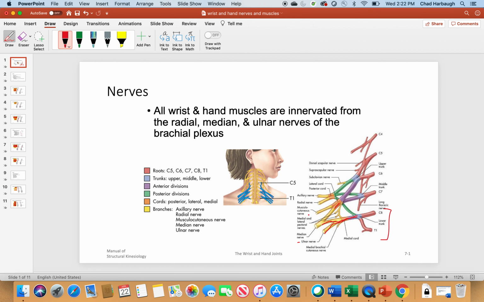And then finally the radial nerve over here. The radial nerve is associated with the posterior cord, and this one is actually associated with the posterior division, and will travel all the way up into the anterior rami of C5, but it also brings in the anterior rami of everything from C5 down to T1.